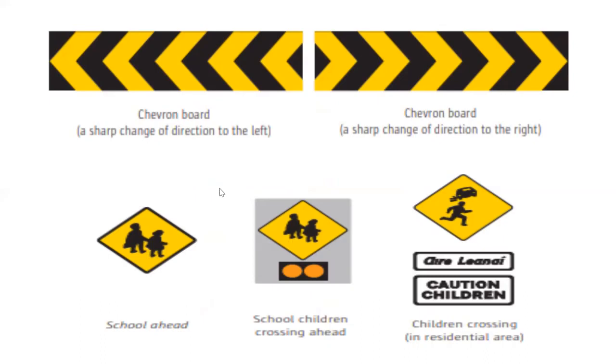Now, these are all important. Chevron board, a sharp change of direction to the left. Chevron board, a sharp change of direction to the right. We covered this one already. School ahead. This one with the flashing lights. School children crossing ahead. We can see the child running in front of the car. Caution, children. Children crossing in a residential area.